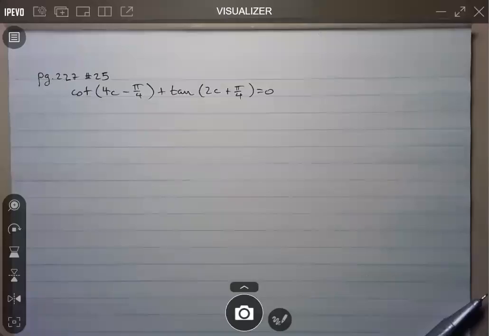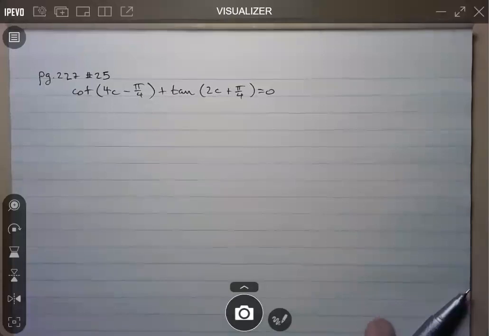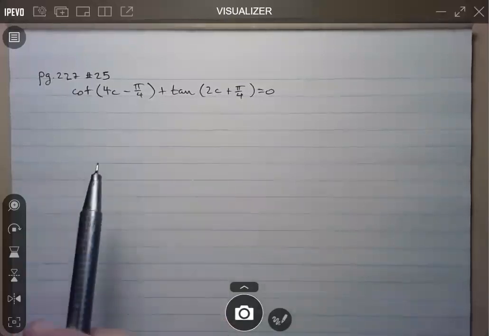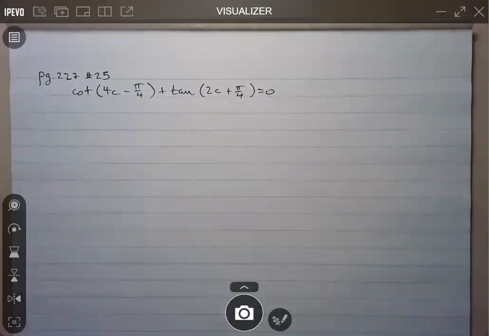All right, so we're going to start off with 227, number 25, and I see here that they want me to solve this equation. Now notice here it actually says determine an exact value for C. Okay, so that implies that there could be more, and anytime you've got a trigonometric equation, there's a good chance that there's going to be not just one or two solutions, likely infinitely many solutions.